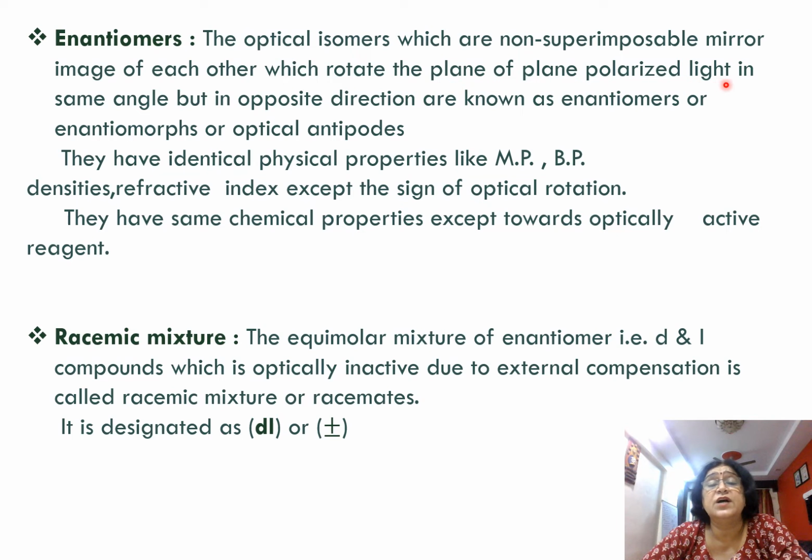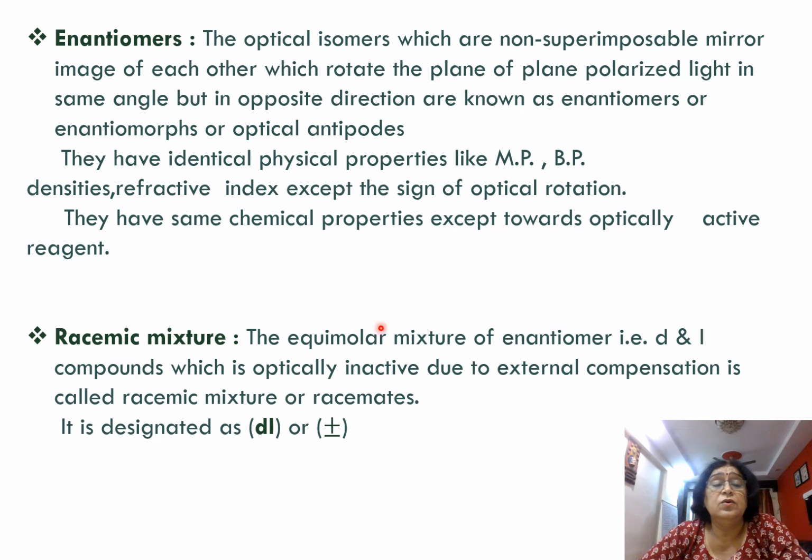Now enantiomers. So what are enantiomers? Optical isomers which are non-superimposable mirror images of each other and which rotate the plane of plane polarized light by the same angle but in opposite direction are known as enantiomers. These enantiomers have identical physical properties like melting point, boiling point, densities, refractive index, except the sign of optical rotation, but they have the same chemical properties except towards the optically active reagent.